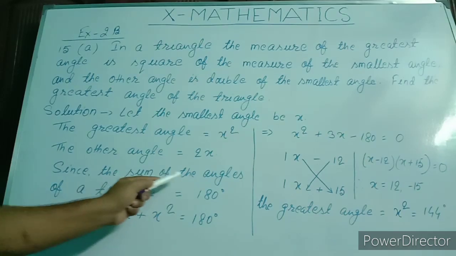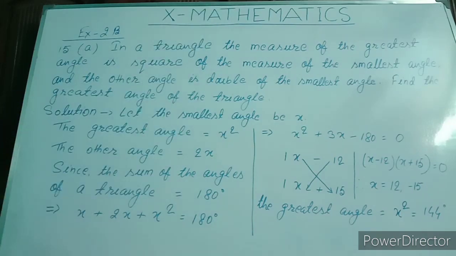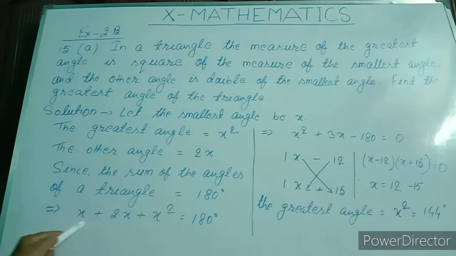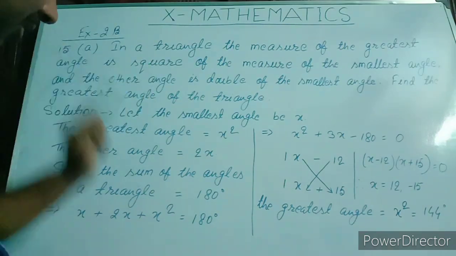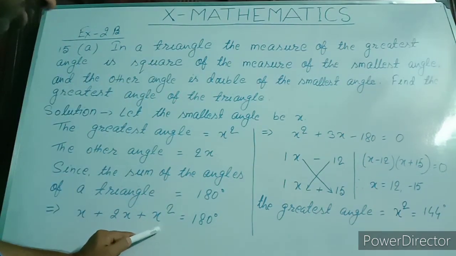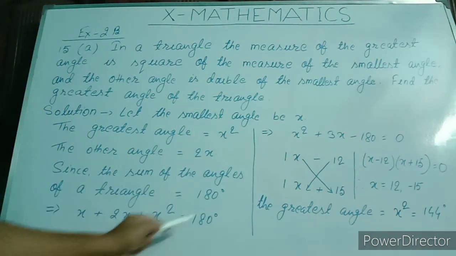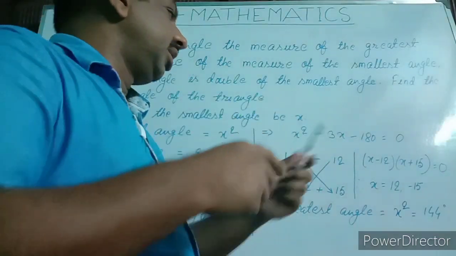Then we know that the sum of angles of a triangle is equal to 180 degrees, so I added those three angles, x, x square and 2x in this order, and I wrote equal to 180. In any order you can add it, no problem. This is the algebraic expression that is based on the statement. This format should be absolutely correct, because from there I got the quadratic equation. I wrote it in the form of a quadratic equation. It became x square plus 3x minus 180 equal to 0.